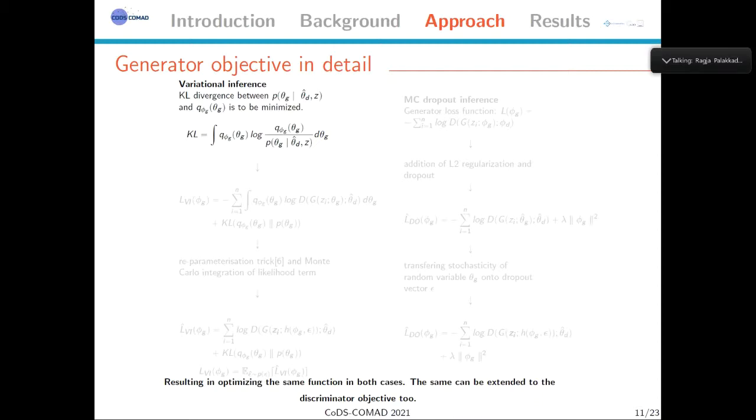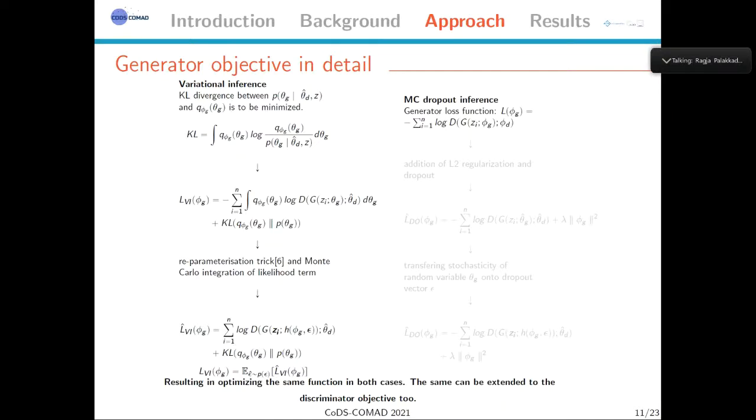The KL divergence is written as below. Following simplification by removing the intractable evidence term and substituting for the log posterior values, we arrive at the following objective function. And then to remove the intractability of the likelihood term, we do the reparameterization trick followed by Monte Carlo integration of the likelihood term and arrive at the final objective function.